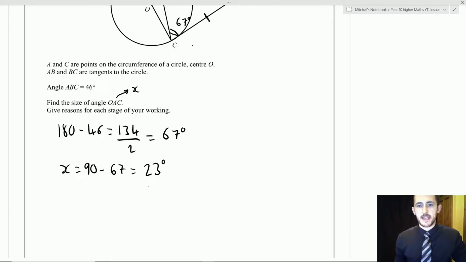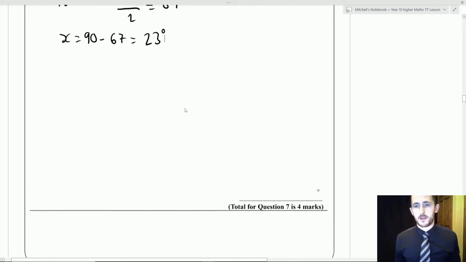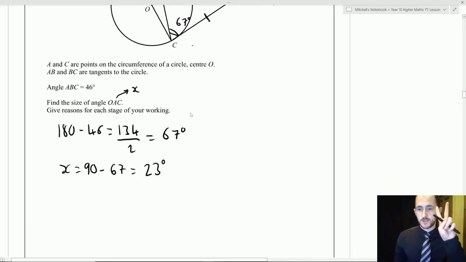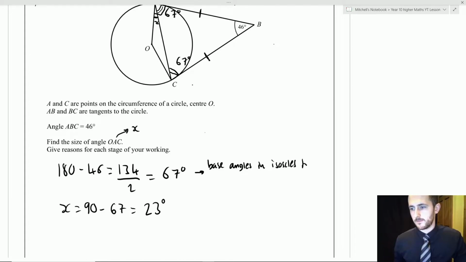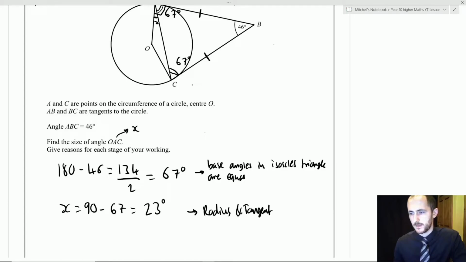23 degrees. It says give reasons for each stage of your working out, and it is a 4-mark question. So there's two steps: you get 2 marks for the steps and 2 marks for the reasons. The reason for this one is that the base angles in an isosceles triangle are equal. And for this last step, it's because the radius and the tangent meet at 90 degrees. So we got 4 marks, pretty quick, not too bad, I don't think.